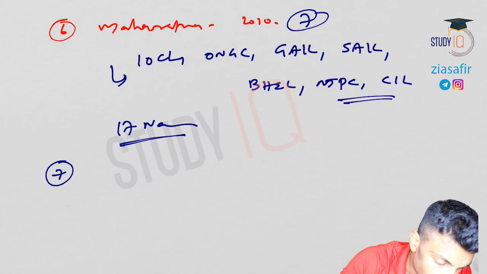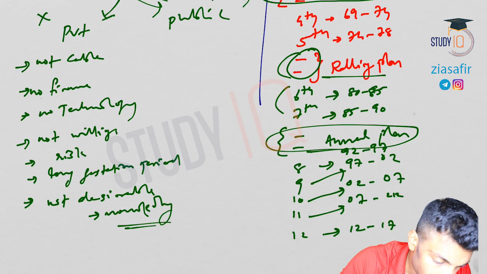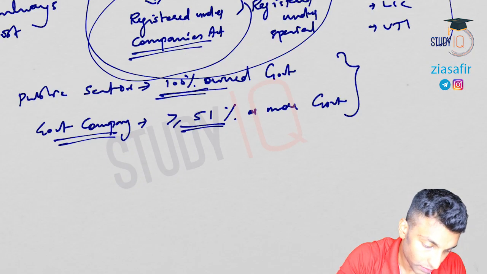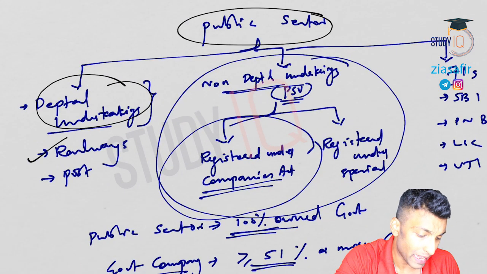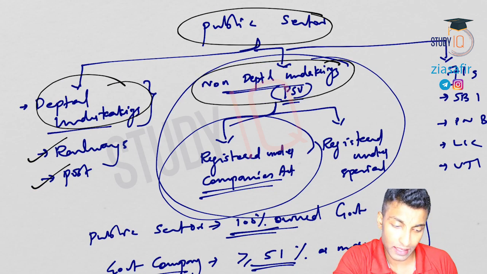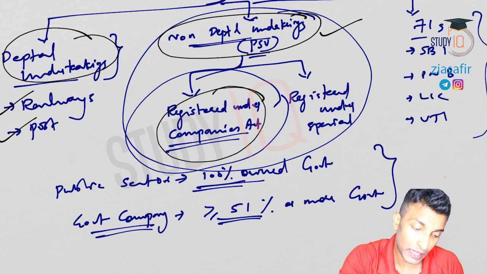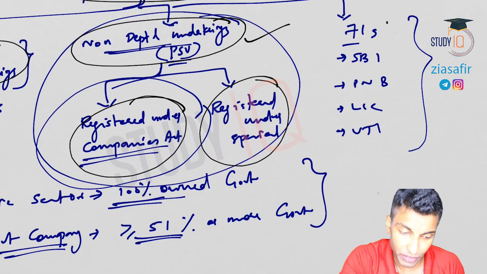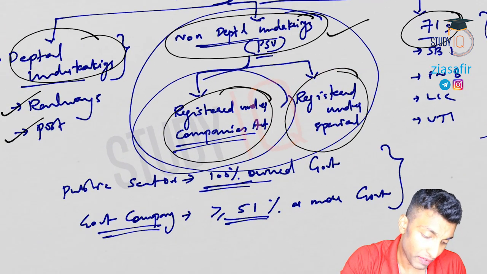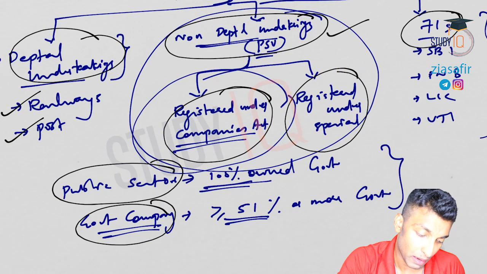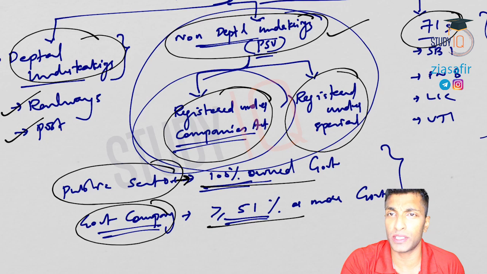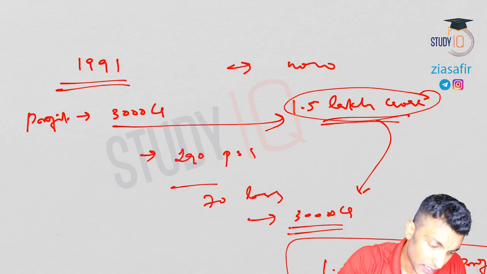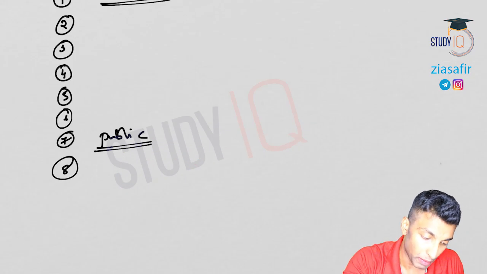I think we have discussed it somewhere here. Yeah, here we discussed the public sector, departmental undertakings like railways and post, then non-departmental undertakings like PSUs, okay. So registered under the Companies Act and registered under special acts. Apart from that, financial institutions also. Then we discussed the difference between public sector and government company. When I am talking about public sector, it is 100% owned by the government. Government company means more than 51% ownership is with the government. But in India, both are used interchangeably, okay. Then we discussed in detail various other things related to public sector.